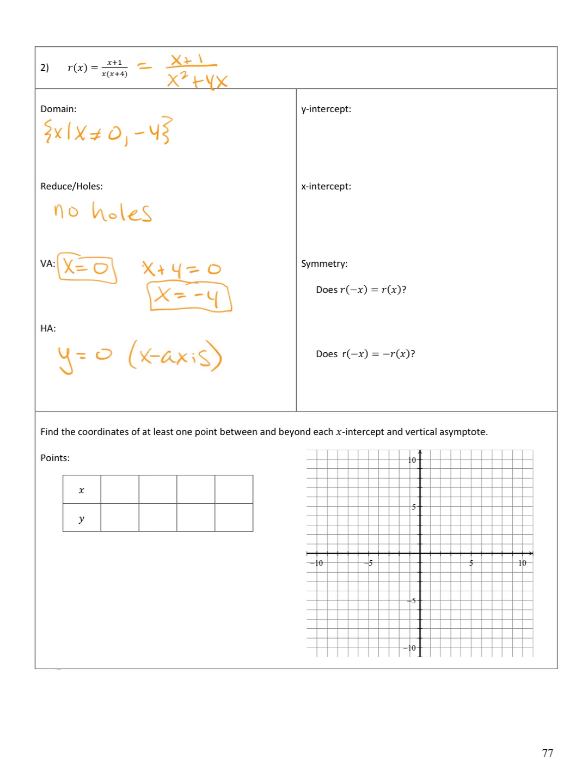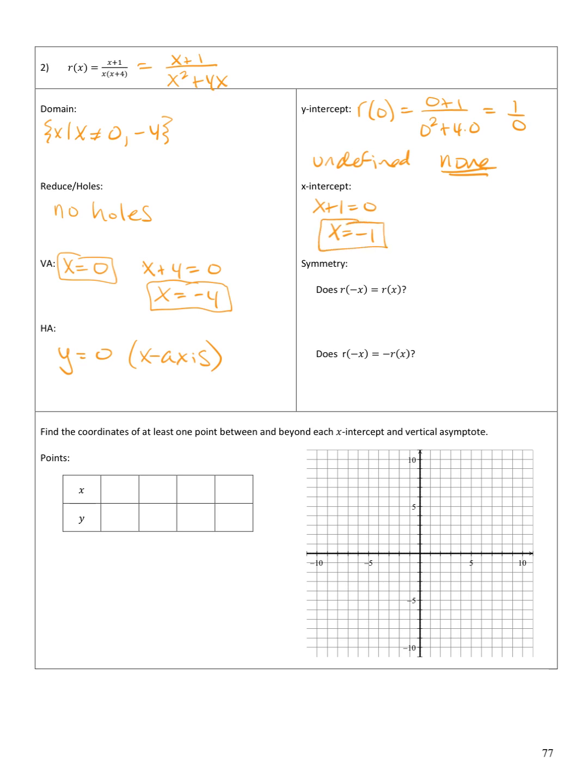To find a y-intercept, you plug 0 in for x. So we would have x plus 1 over x squared plus 4x, where 0 plus 1 over 0 squared plus 4 times 0, which is 1 over 0, which is undefined. Okay, so we have no y-intercept. To find x-intercepts, we set the numerator equal to 0, and we get x equals negative 1.